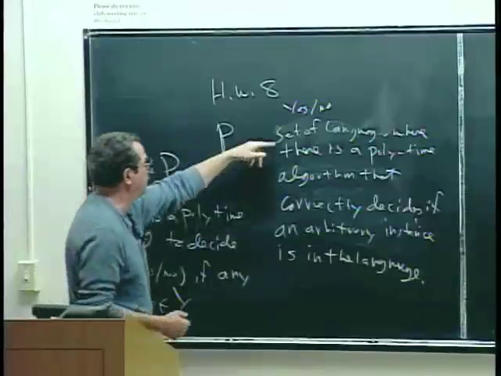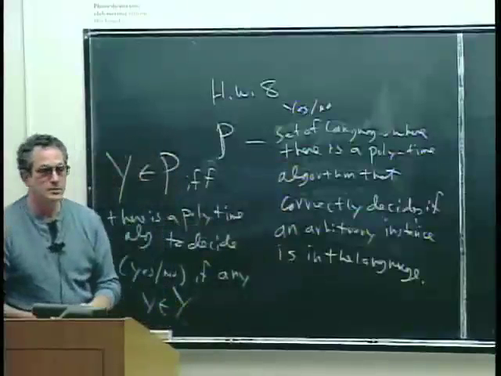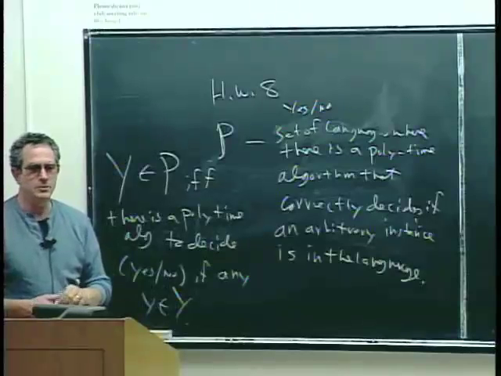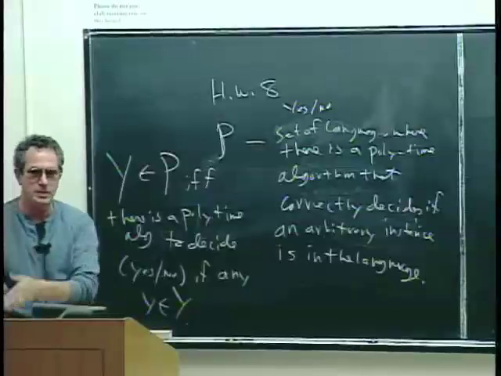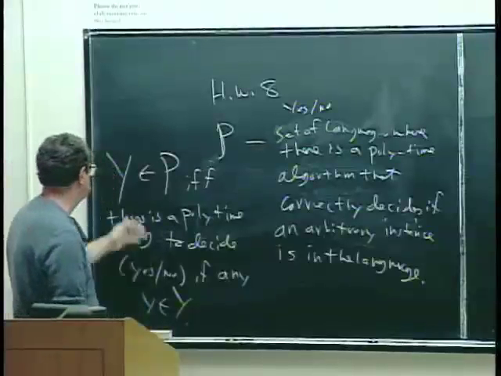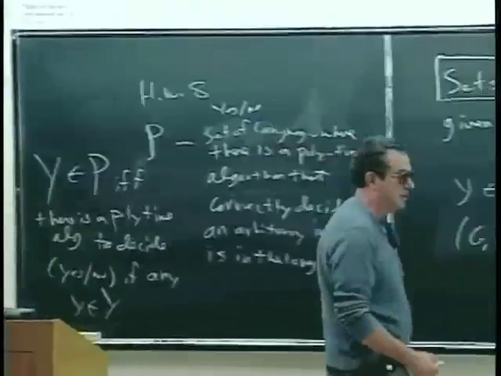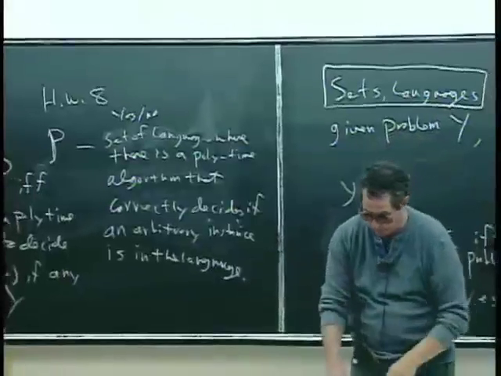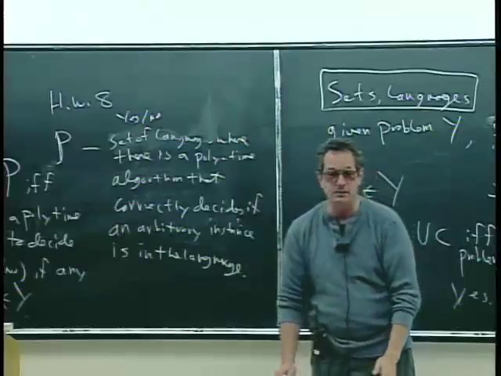So P is the set of languages where blah, blah, blah. Okay? So how many people here have taken CS 120? Okay, so those of you are probably more comfortable with this whole notion of languages and deciding whether an input is in the language. So all of this theory of NP-completeness comes out of that tradition, and that's why it's cast this way.